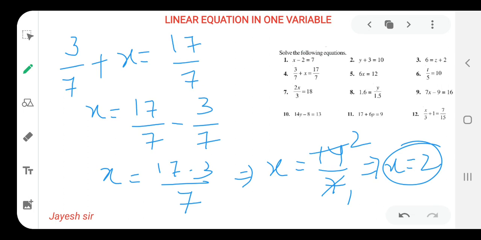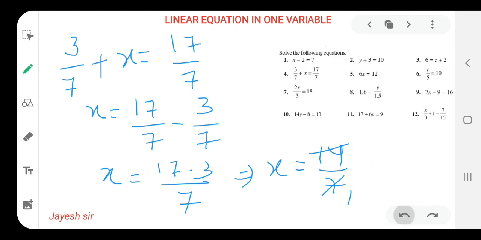So let's begin with our fifth sum. The fifth sum is very easy, friend. The equation given in the fifth sum is 6x equals 12. Now we all know how to solve this. So here you can pause the video and try to solve it on your own. This sum can be solved by you also, and that's very easy, friends.